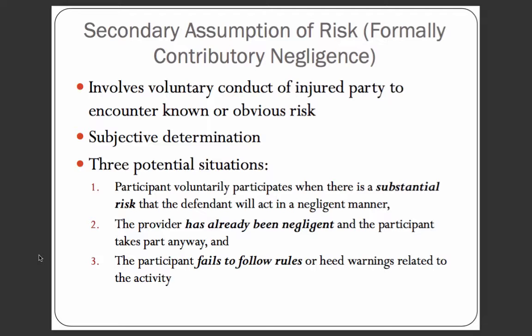So let's say that the individual chooses to go swimming after hours at a pool in an apartment complex, even though the pool is closed. By engaging and by failing to follow the rules of that facility, they've engaged in a secondary assumption of the risk, and therefore very well might not be able to sue that development.